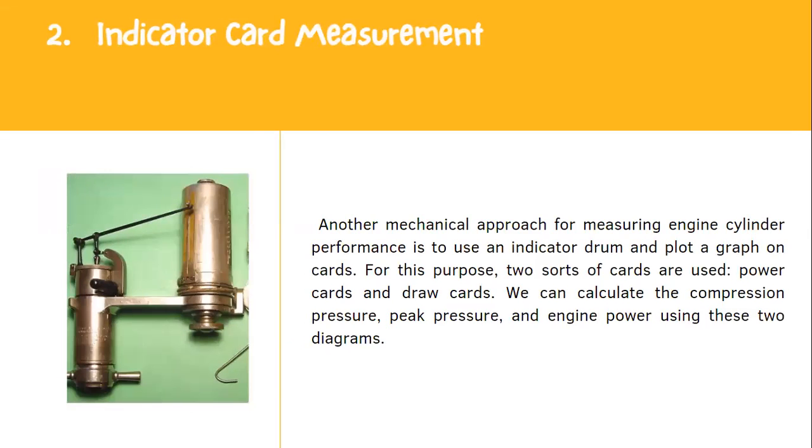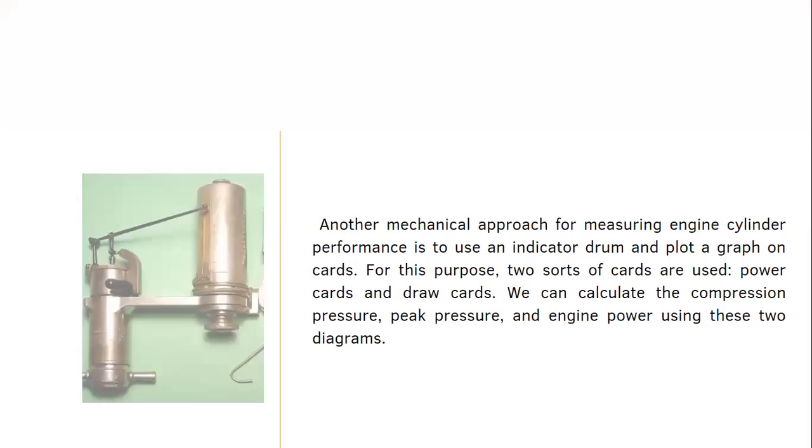Two, indicator card measurement. Another mechanical approach for measuring engine cylinder performance uses an indicator drum and plots a graph on cards. For this purpose, two sets of cards are used, power cards and draw cards. So we can calculate the compression pressure, peak pressure, and engine power using these two diagrams, which are the power cards and the draw cards.